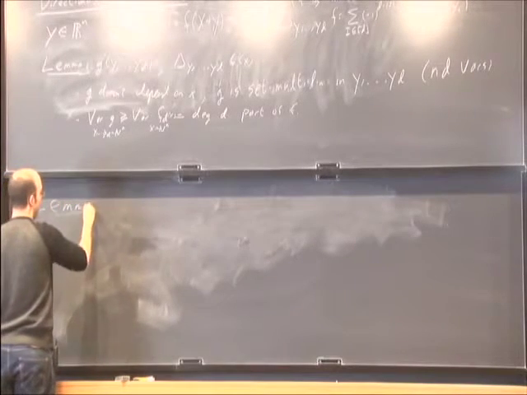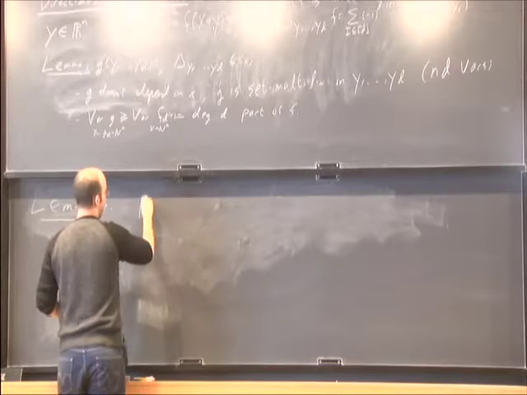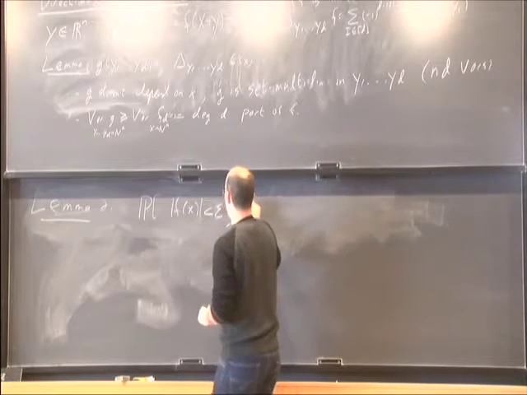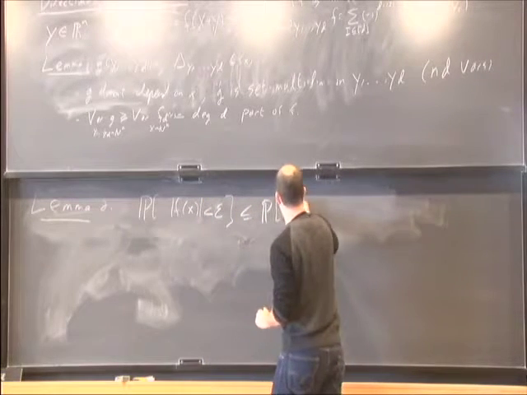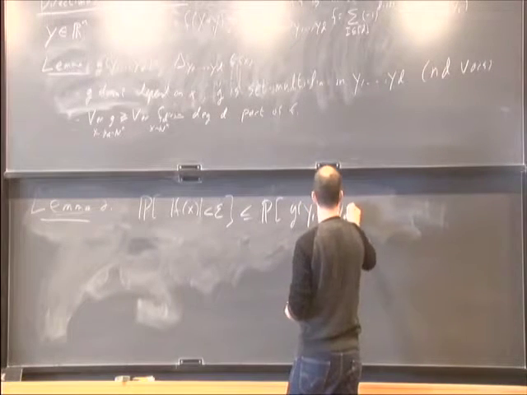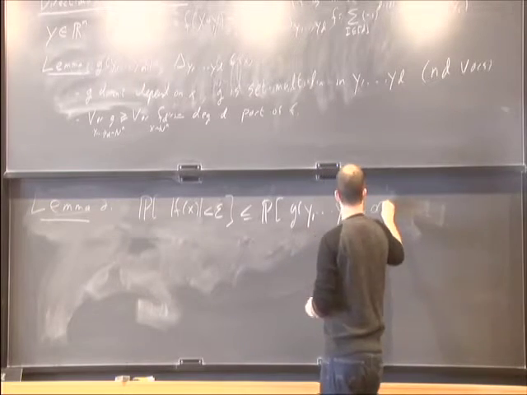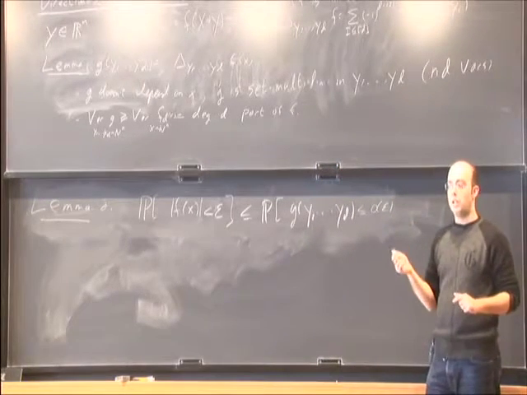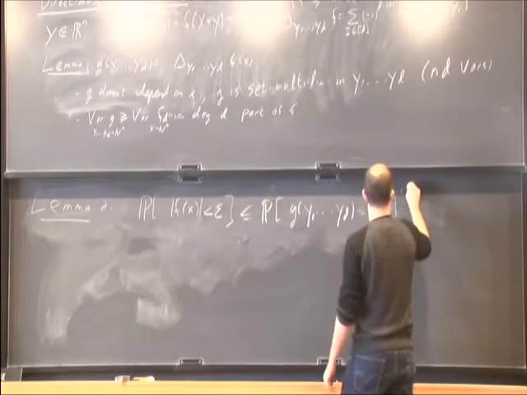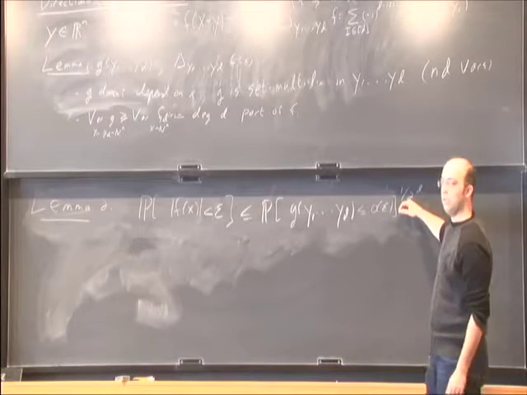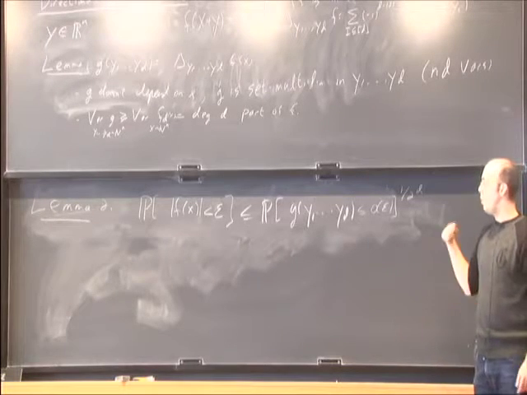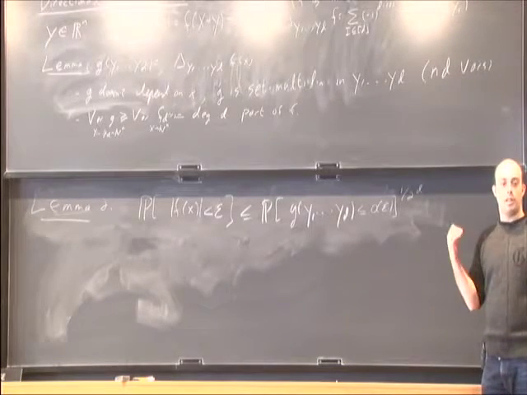And lemma 2 will be that the probability that f of x is smaller than epsilon, you can bound by the probability of g of y1 up to yd being smaller than some constant times epsilon. Here I'm hiding some constant depending on d, something like d to the d, but whatever. Epsilon to the 1 over 2 to the d. So that's the important part. We're going to lose here. So that's one case where we lose exponential powers. We're going to lose another one when we bound the set multilinear polynomial. So we're going to lose this twice.